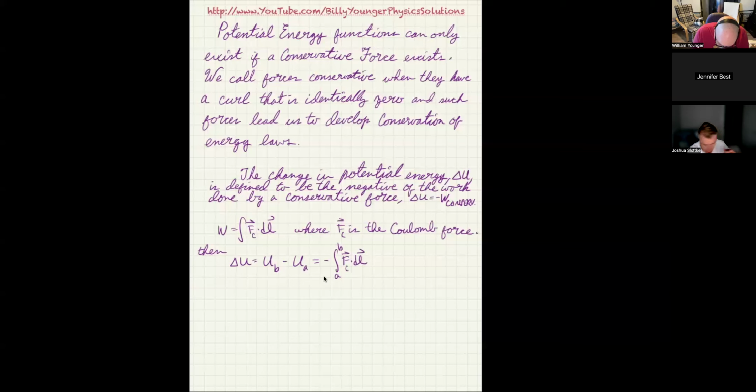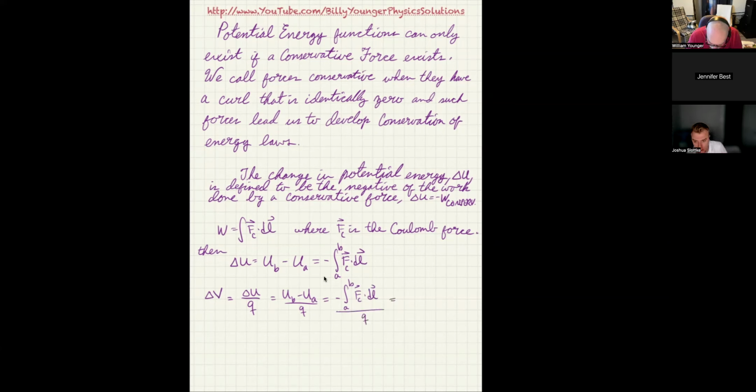In fact, we're going to define delta V, the change in voltage, to be equal to delta U divided by Q. Now, if you apply this to the line above, you get UB minus UA over charge Q is equal to the negative integral from A to B of the conservative force dotted with dl, divided by Q. And we can do that and just get the negative integral of E Coulomb dot dl, because as we learned, E was the limit as little q approaches 0 of F divided by little q.